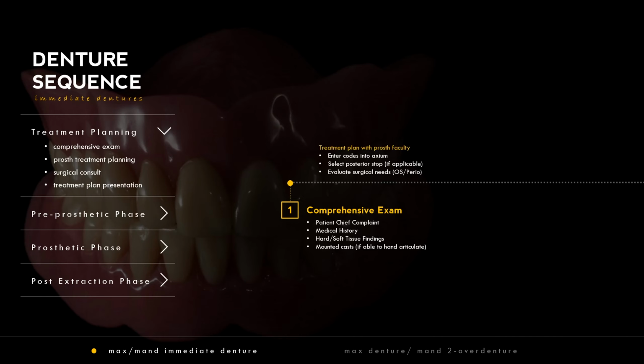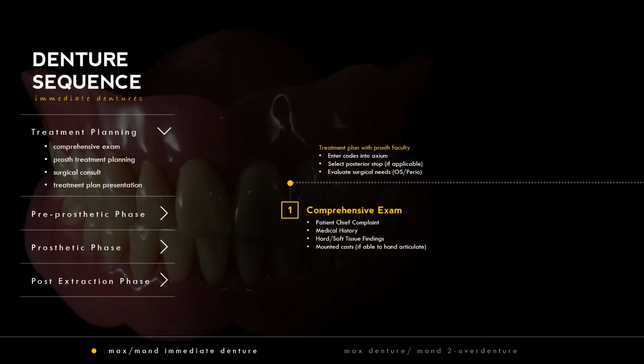So once that's completed, the next step will be treatment planning the case with the pros faculty. And before you meet with us, it's a good idea to enter in the codes and sequence them appropriately. The other thing you want to be thinking about is which teeth to leave as a posterior stop. So we like to select a pair of opposing posterior teeth to leave to help maintain the vertical dimension, as well as it helps in mounting the casts when you get to that phase.